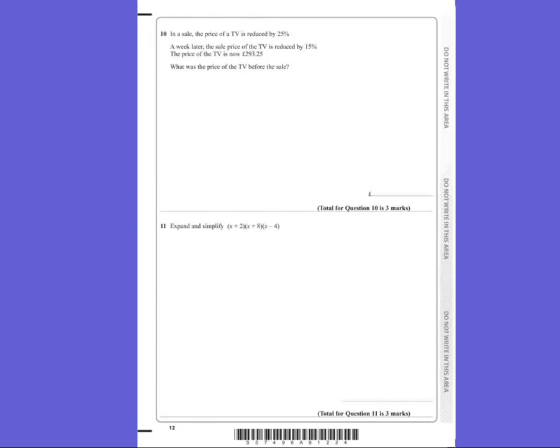Question 10. In a sale, the price of the TV is reduced by 25%. A week later, the sale price of the TV is reduced by 15%. The price of the TV is now £293.25. Work out the price of the TV before the sale. Well, before the sale, we don't know what price it was, so we'll call it x. To knock off 25%, you'd multiply that by 0.75. And then whatever you got, to knock off another 15%, you multiply that by 0.85. And that will give you the £293.25.